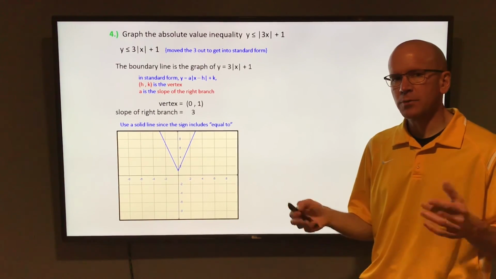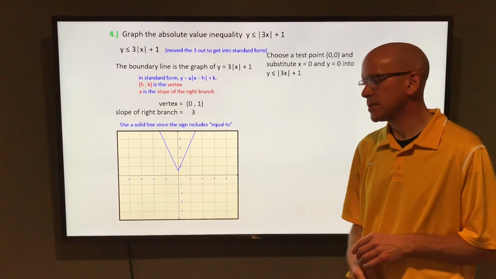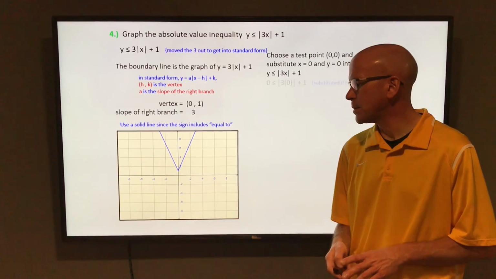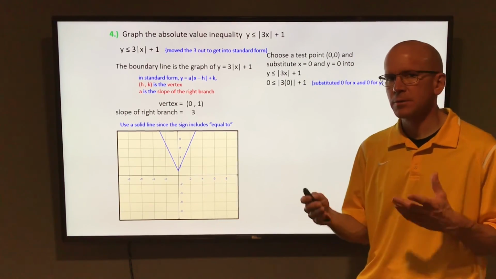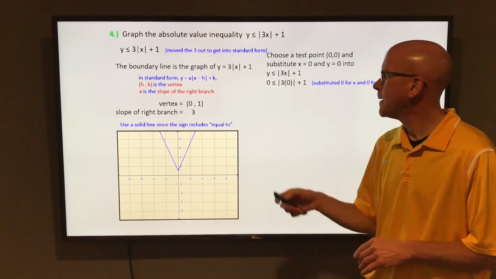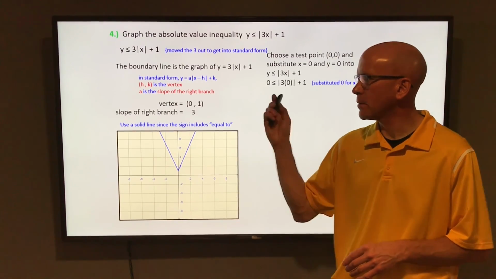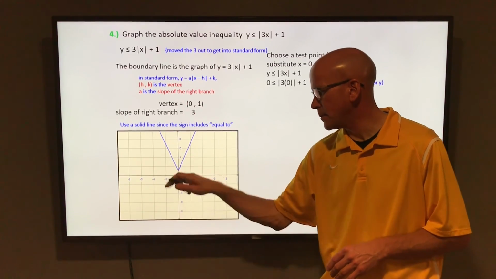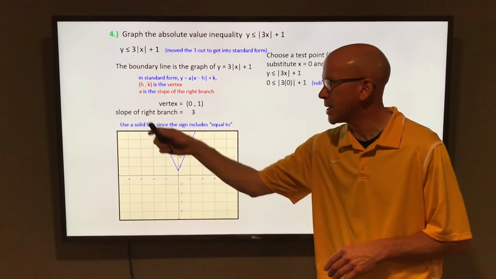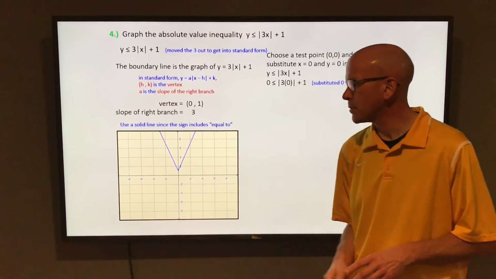If you're confused on which way to shade, you can always use a test point. It just takes time. If you use the point 0, 0, that's the easiest one to work with as long as 0, 0 is not on that boundary line. So put 0 in for x and 0 in for y. I can tell you right now this is going to be a true statement because everything below that boundary gets shaded based on that sign. 0, 0 is going to make a true statement.